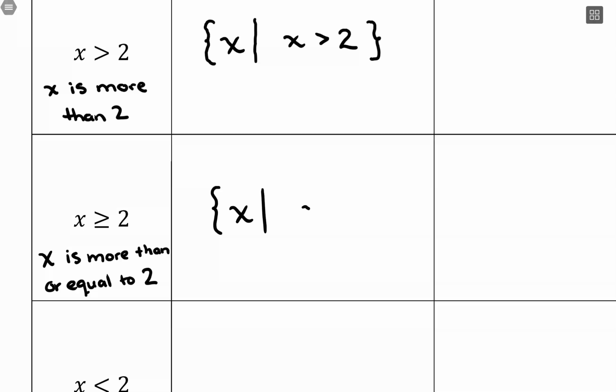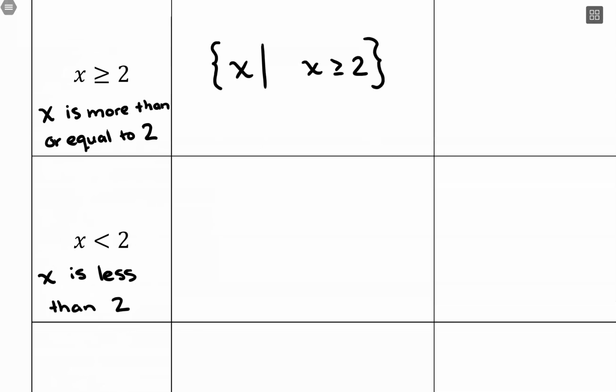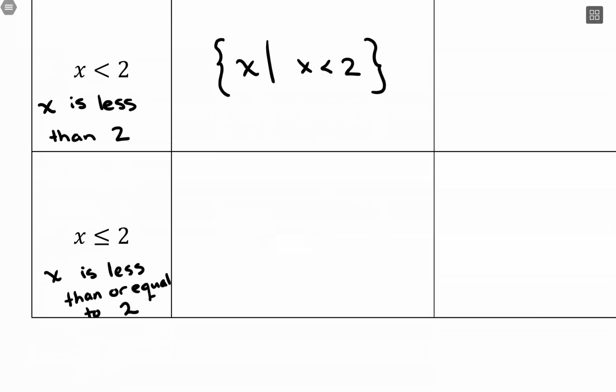So x is defined by x more than or equal to 2, x less than 2, and x less than or equal to 2. So that's our set builder notation.